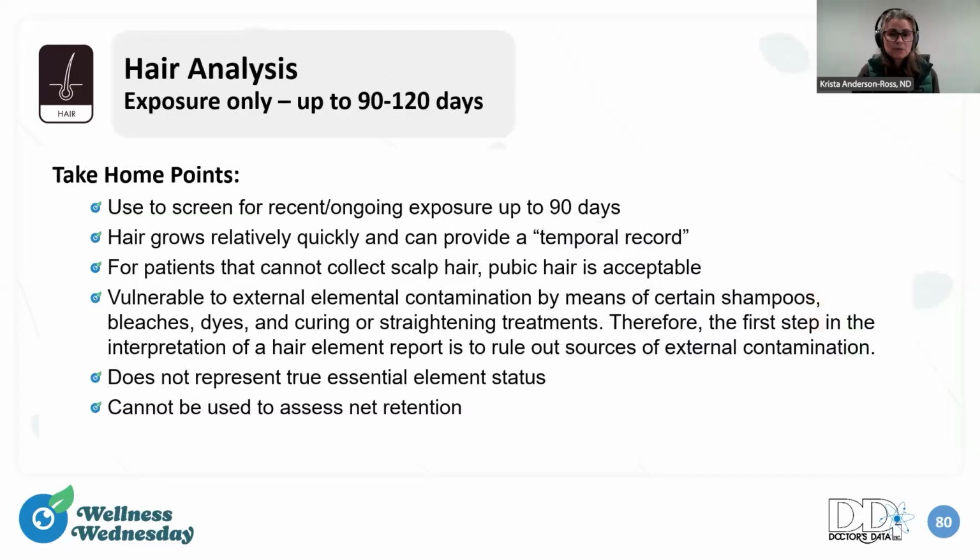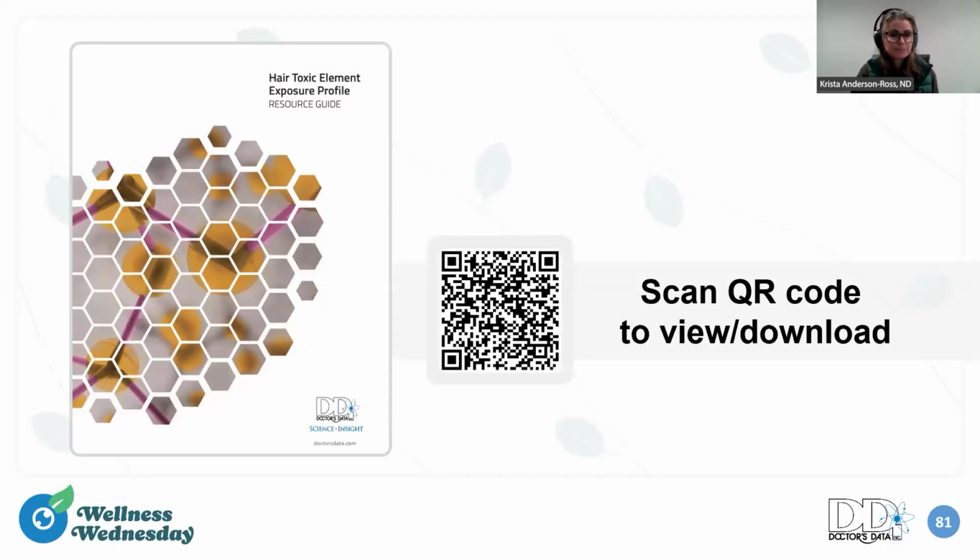Hair can screen for recent or ongoing exposure, and it's helpful because it provides a temporal record and it's easy to collect. Even pubic hair can be used if scalp hair isn't available. It's important to remember that hair is highly vulnerable to external contamination from shampoos, dyes, bleaches, and straightening treatments. So ruling out contamination is always going to be the very first interpretive step. Unlike blood or urine, hair cannot assess essential element status, and it doesn't reflect net retention, so it should always be interpreted in context. And so here is the resource guide for hair.